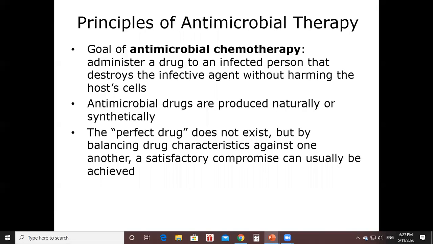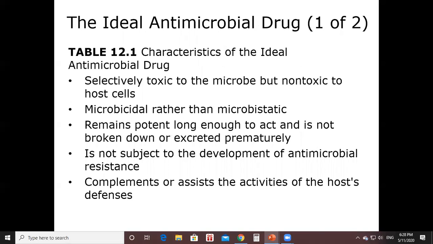The goal of antimicrobial chemotherapy is to administer a drug to an infected person that destroys the infective agent without harming the host cells. So antimicrobial drugs are produced naturally or synthetically. The perfect drug does not exist, but by balancing drug characteristics against one another, a satisfactory compromise can usually be achieved. So here's some of the characteristics of the ideal antimicrobial drug.